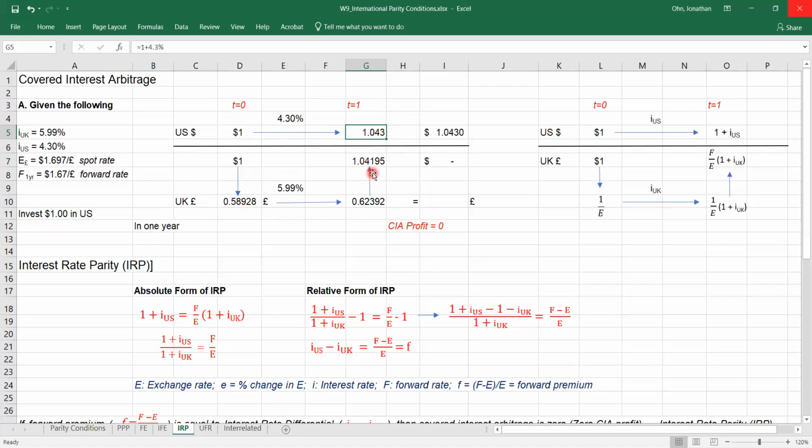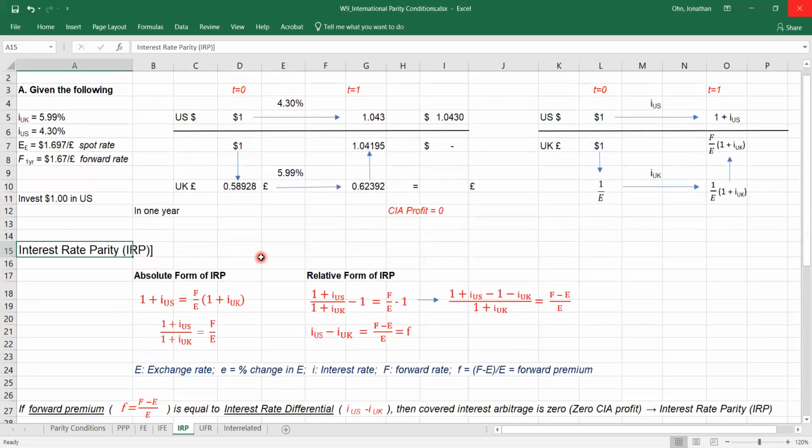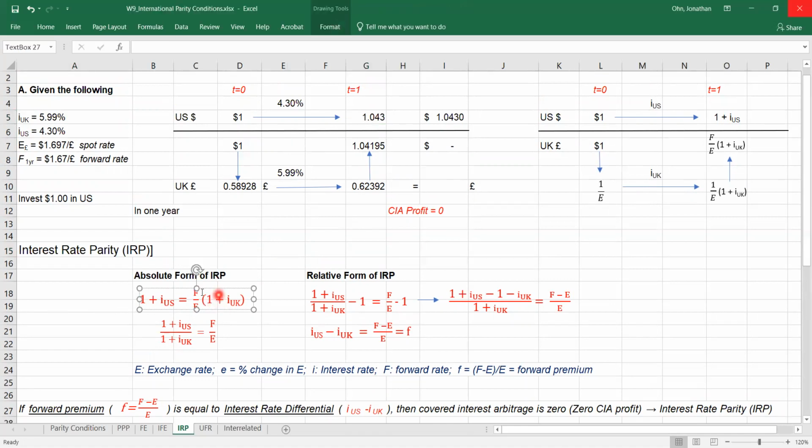They should be equal. If they are equal, it is called interest rate parity. All right, interest rate parity. As we did in chapter 7, the complete form is 1 plus IUS, right? 1 plus IUS. And then the hedged forward investment, the hedged UK investment, is this. If these two are equal, then we say the situation is called interest rate parity. All right, follow me?